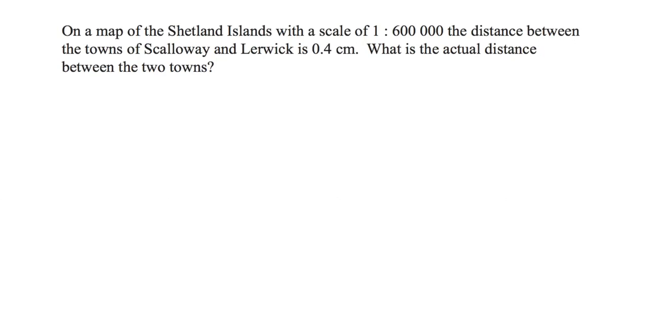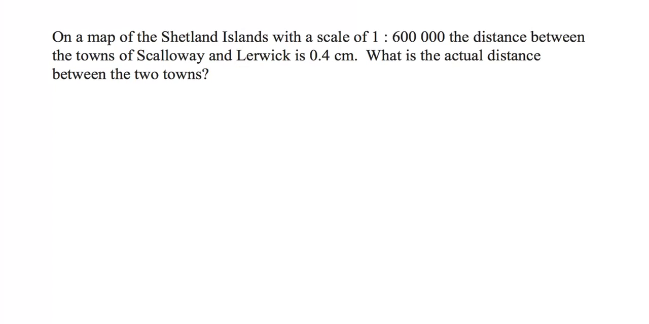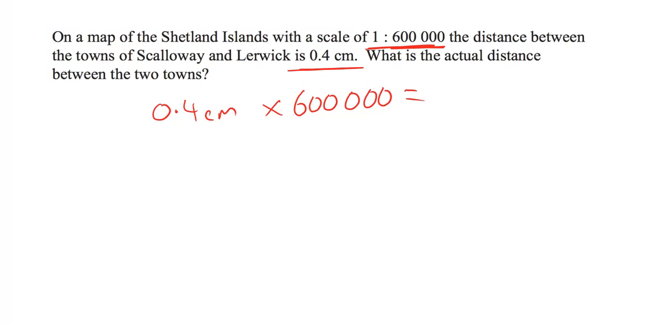Okay, last question we're going to take a look at now. We've got another map. The scale is given, and we know that on the map, a distance between two towns is 0.4 centimeters. So we've got to work out the actual distance between these two towns. Well, let's start with my 0.4, I guess, is all we've got. And first of all, in centimeters, let's think about what that would be if we enlarged it. So we'll times it by 600,000.